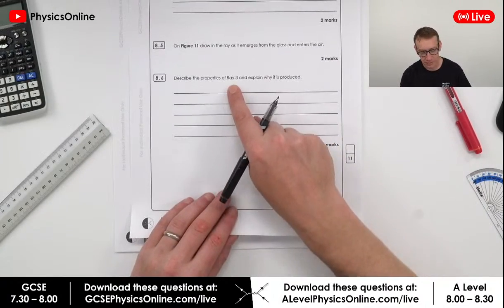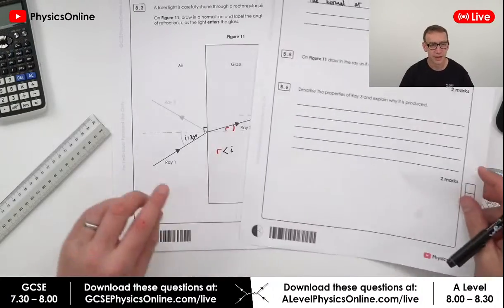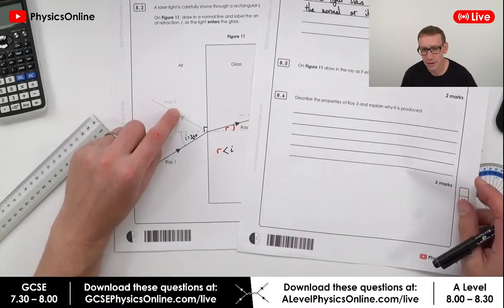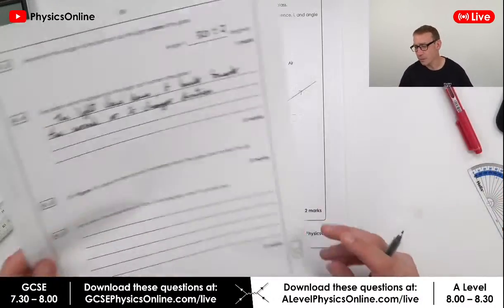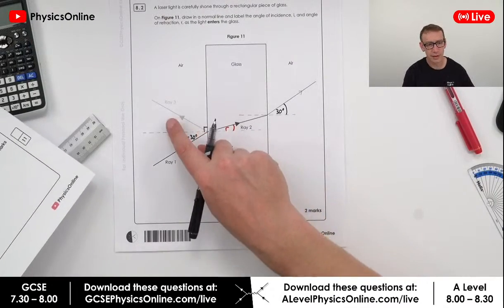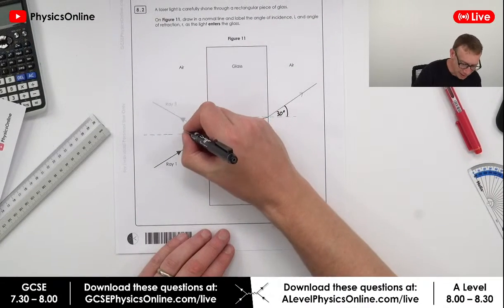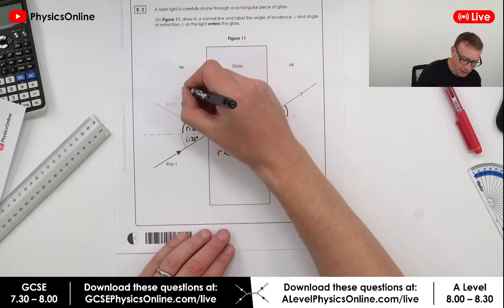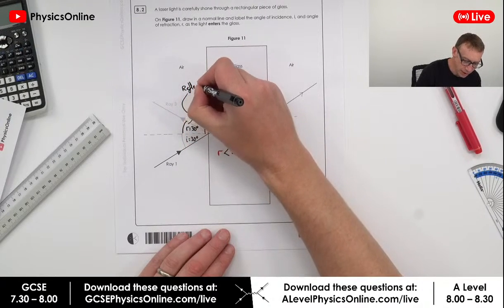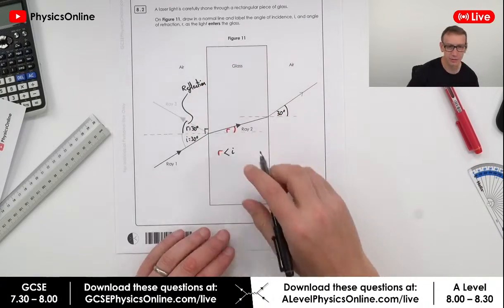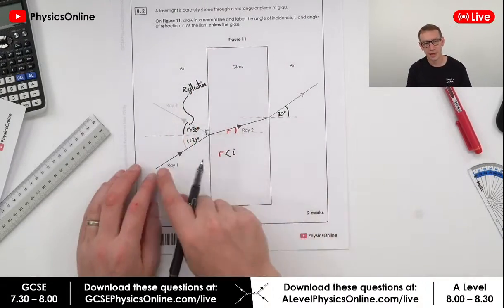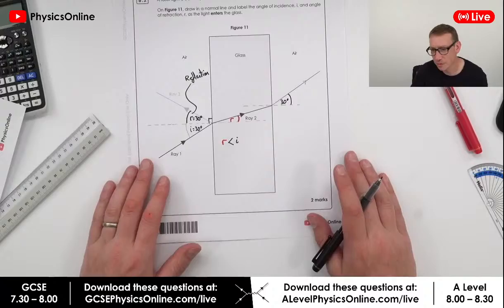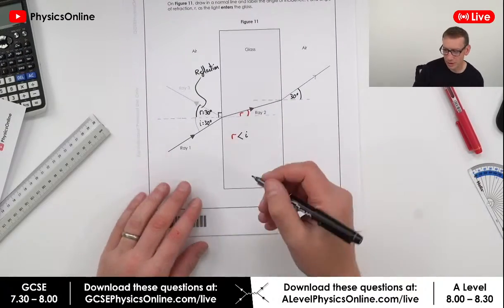Describe the properties of ray 3 and explain why it's produced. So why do we have ray 3? Well, basically, what we have there is a ray of light that's been reflected. And this angle here, I'm going to call it R, and that's equal to 30 degrees. But here what we have is reflection. Sometimes when you've got this kind of flat side, not all of the light goes in. So this is the reflected ray.